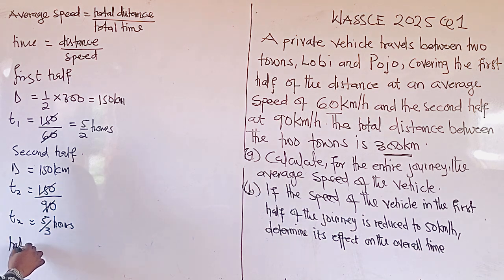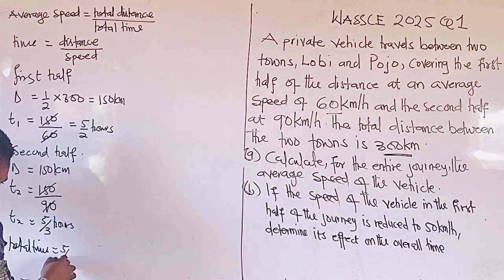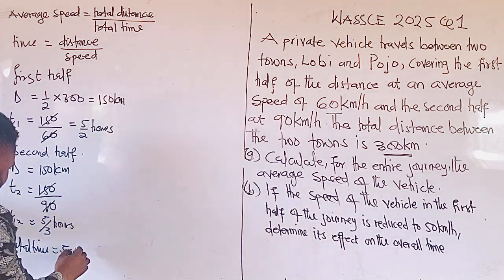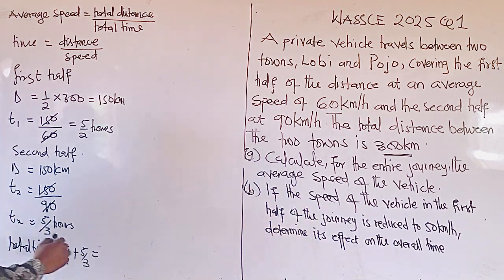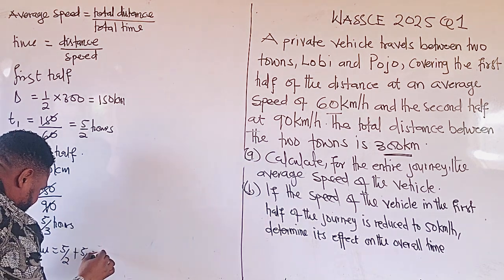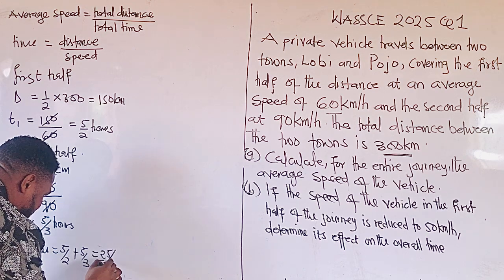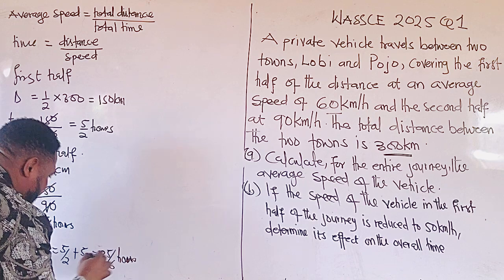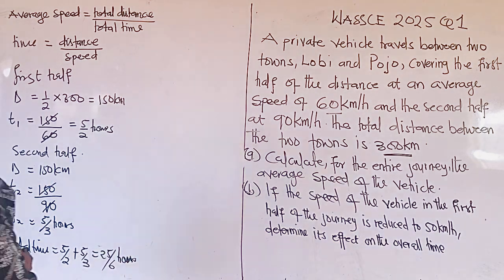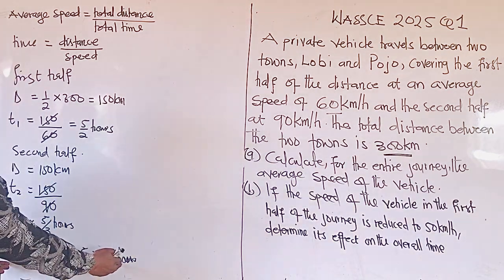So now what will be our total time? Our total time is going to be the time for the first half, which is 5/2, plus the time for the second half, which is 5/3. And when we add this, we are going to have 25/6 hours. So now we know our total time.